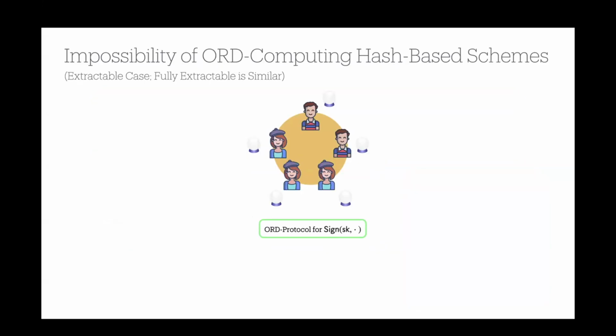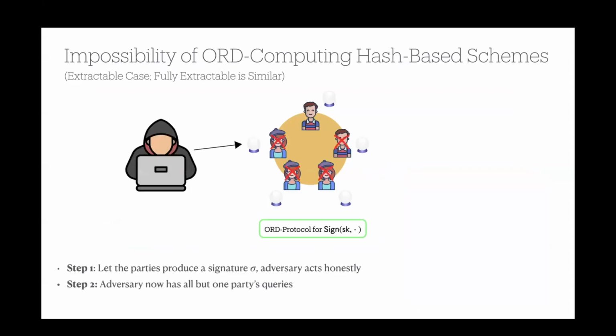Yeah. So of course, now we have these hash-based signature schemes. What exactly are we saying about them? Well, the idea is that if you have some kind of protocol that signs in this oracle respecting manner, then there's a way for the adversary to forge a signature on any message of its choice, which works as follows. The goal of the adversary is to produce a signature on any message of its choice. So if you perform one iteration of this protocol in which the parties produce a signature, the adversary now has the queries of all but one party.